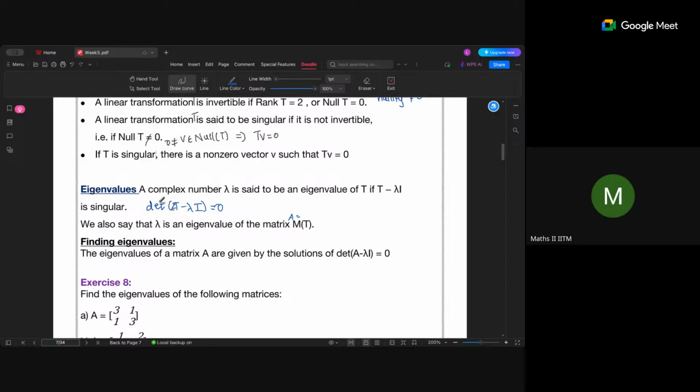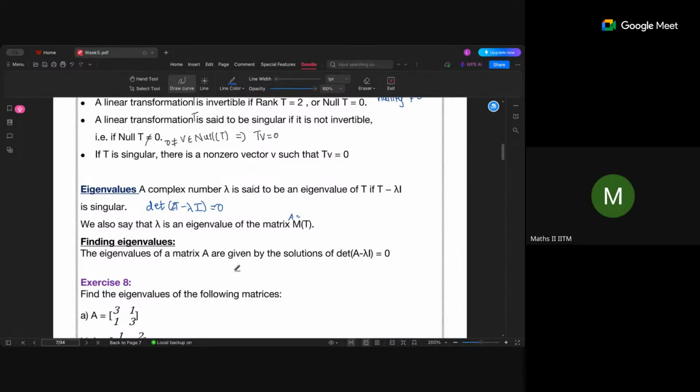Now, did at least this thought come to anyone? Why instead of a real number, are we saying a complex number? Did anyone think about this? Why complex number? Why not just real number? Any idea? How does this determinant of A minus lambda I look? If you see that, you will get an idea.